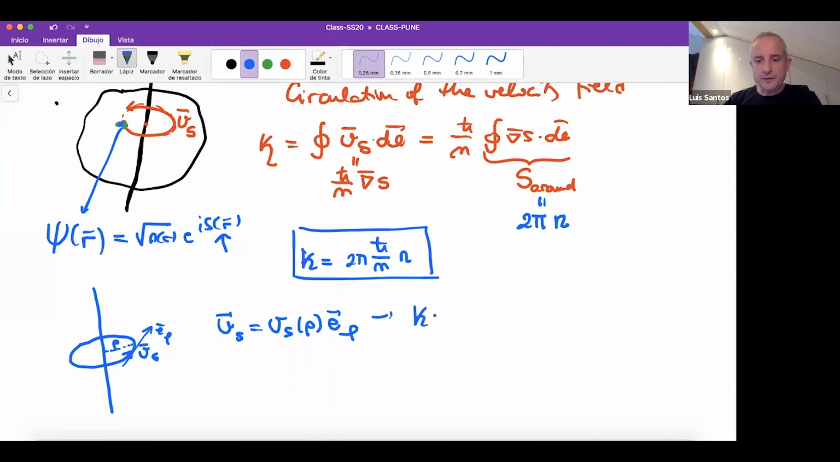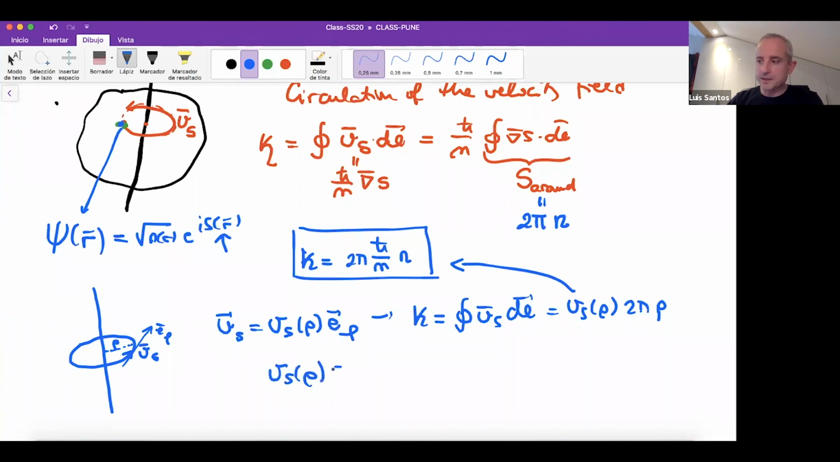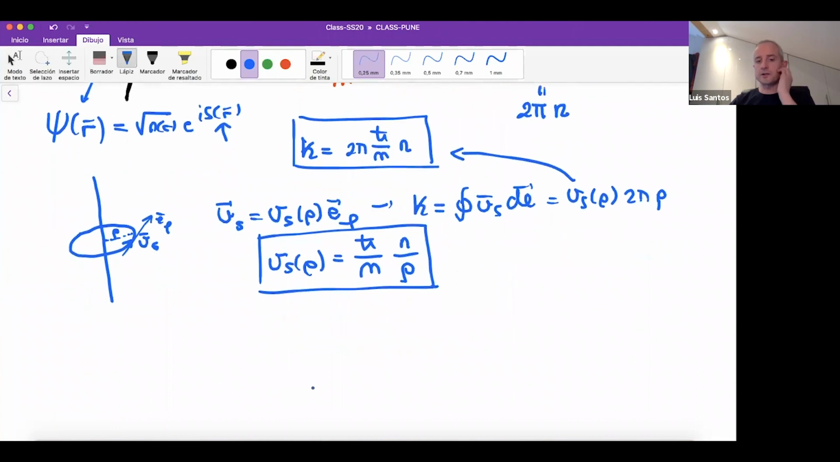So if I calculate the circulation, the integral of Vs dl, this is Vs times rho, and the perimeter of this circle, which is 2 pi rho. So this is the circulation, and the circulation, as I say, has to be a multiple of 2 pi n, 2 pi h bar over m. So this means that the velocity field is actually of this form. The velocity field is inversely proportional to the distance to the vortex line.